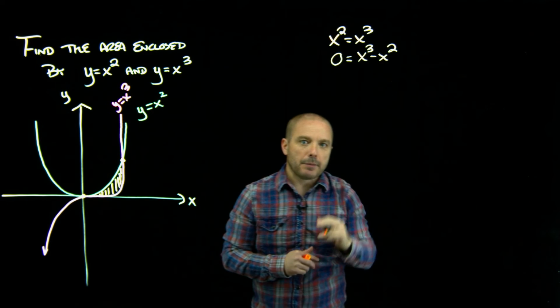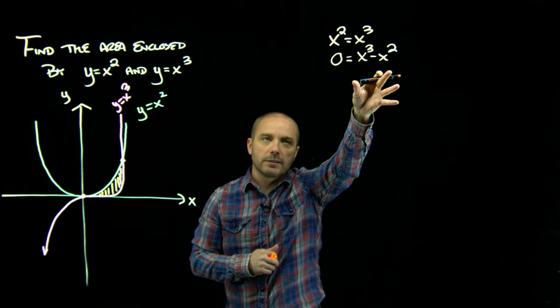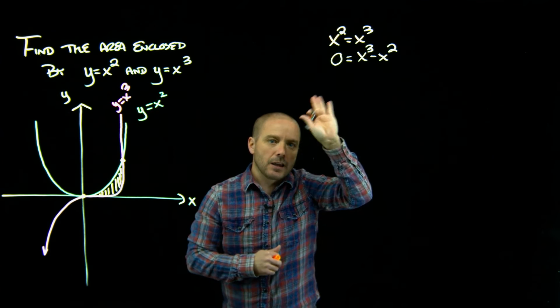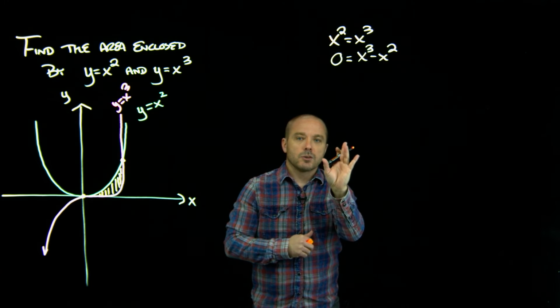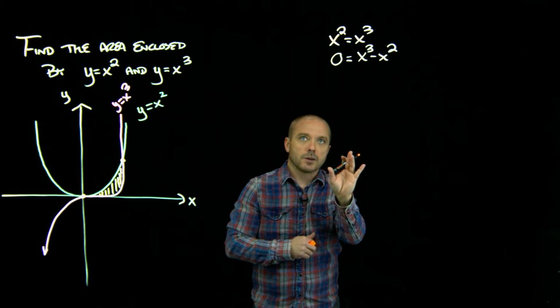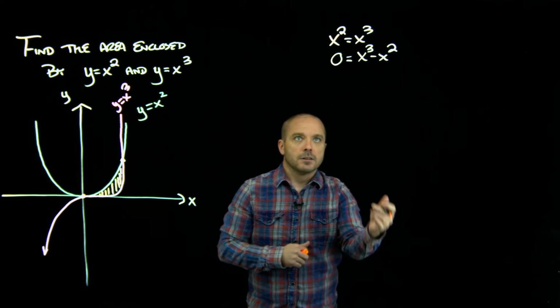And remember, a common algebra mistake is to just divide both sides by x squared to get rid of it. The problem with that is x could be 0. And remember, we can't divide by 0. So when you're trying to solve these polynomial equations, you want to always gather everything to one side and factor.